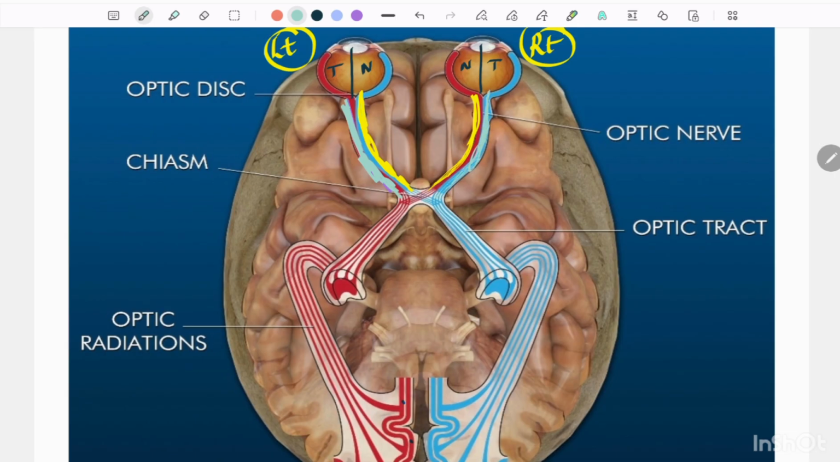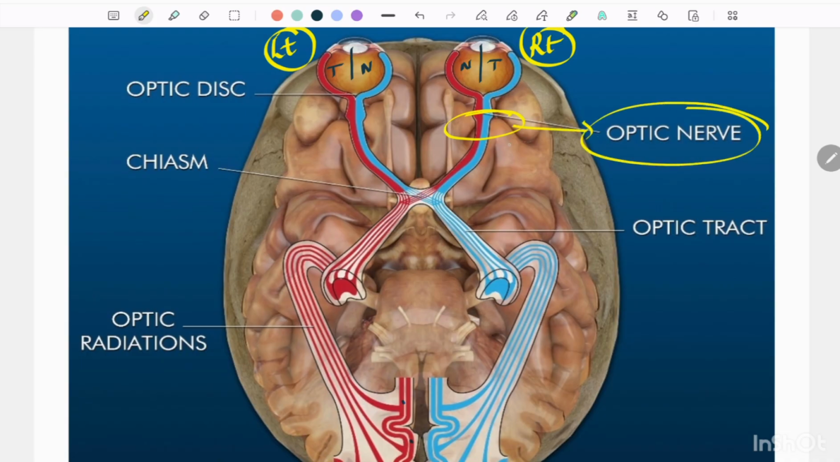So the nasal fibers and the temporal fibers together of each eye form the optic nerve. This is the right optic nerve and this one will be the left optic nerve. I will rub it for some clarity. The nasal fibers and temporal fibers together will form the optic nerve. So this is the right optic nerve and this is the left optic nerve. You got clarity up to here. Nasal fibers and temporal fibers together are forming the optic nerve, and here comes the main thing.